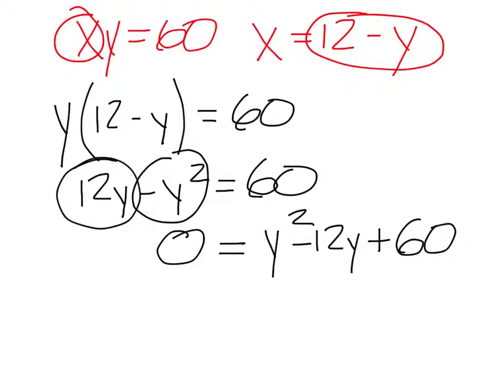And now I can solve the quadratic equation in a number of ways. You can do the quadratic formula, you can try to factor, whatever you think you need to do. Let's try the quadratic formula. So it is y squared minus 12y plus 60, and we'll do that on the next page. Y squared minus 12y plus 60 equals 0.